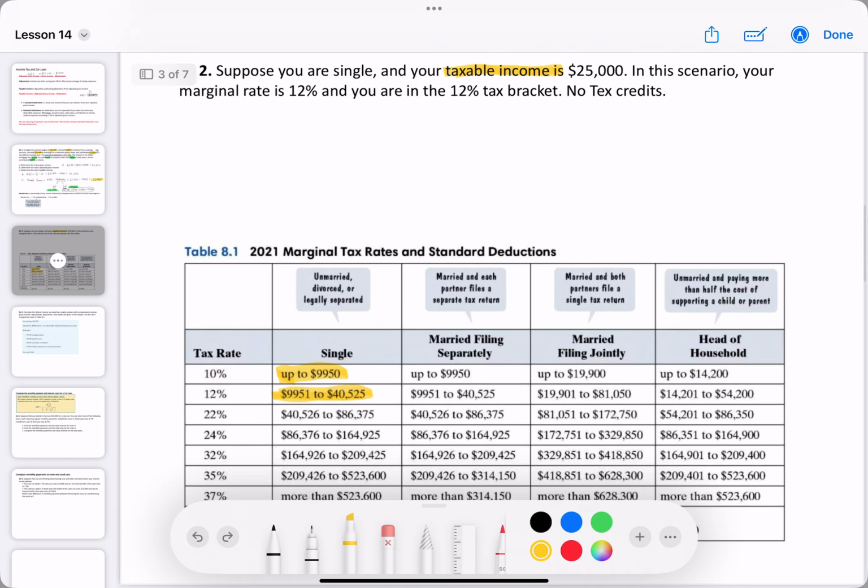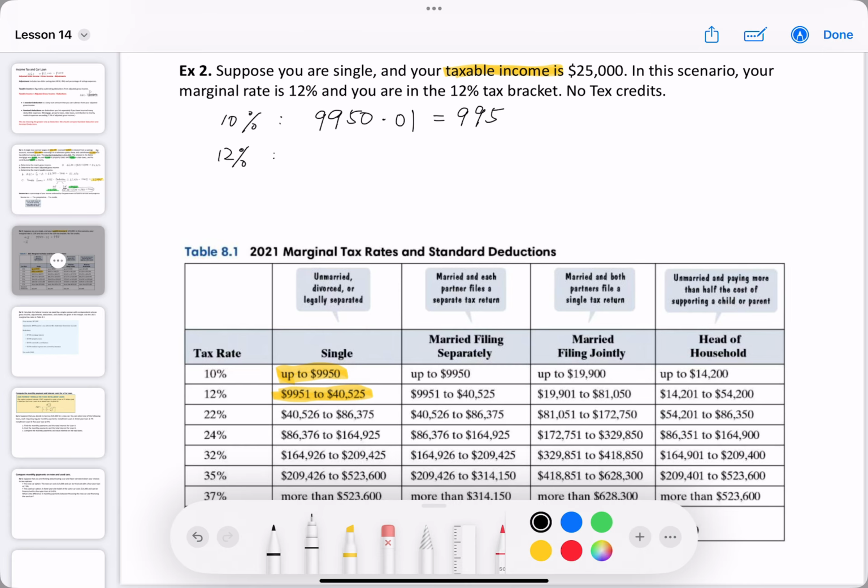So when you're paying the 10% of your income, it is 9,950 multiplied by 10%. Based on this amount of money, I'm paying 10%. 10% equals 0.1. Equals $995. And how about the rest of the money?